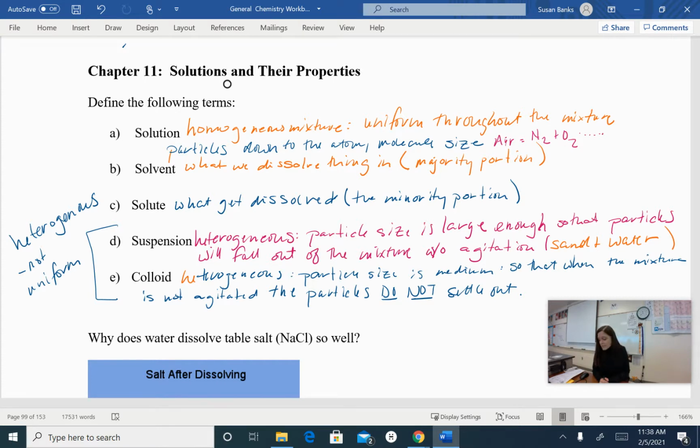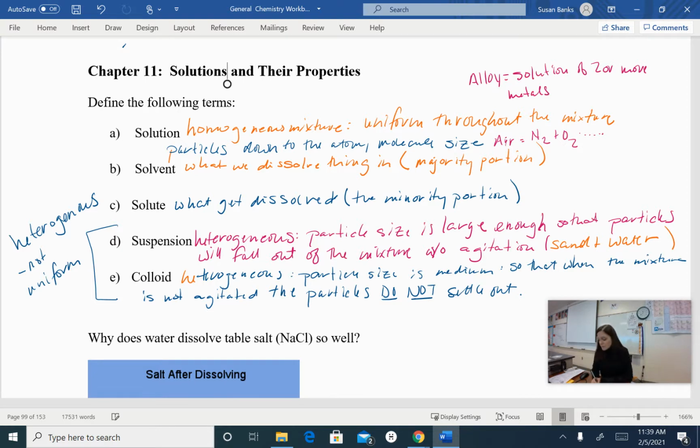So it's a good thing that it is a uniform mixture so that we can breathe pretty much wherever we go within the atmosphere. As long as we stay down below about 10,000 meters, we can breathe pretty well. Okay. Another solution that most people don't think is a solution would be an alloy. I don't know if you guys have ever heard of the word alloy, but it's a solution of two or more metals that are mixed together.